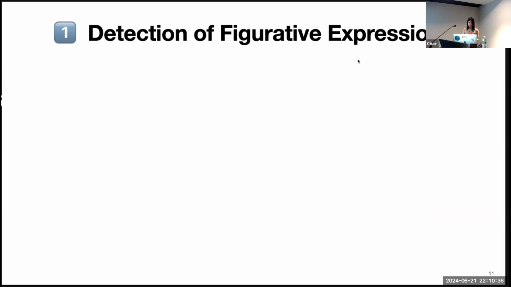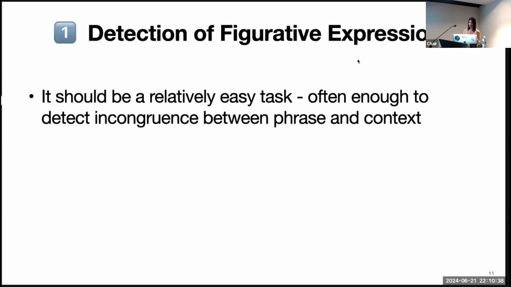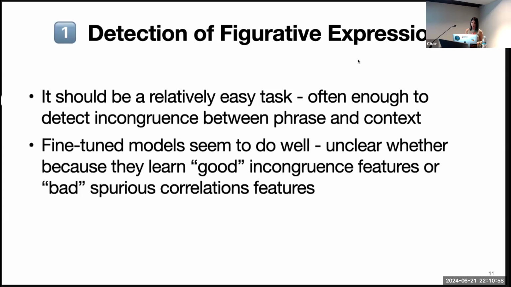So to recap the first part, detecting that a phrase is used figuratively should be a relatively easy task. Maybe in context it's a little bit harder, but sometimes it's enough to detect incongruence between the phrase and the rest of the context. Fine-tuned models seem to do very well. It's unclear whether they do well because they learn good incongruence features or because they learn bad spurious correlation features. I don't know if there has been work to study that.